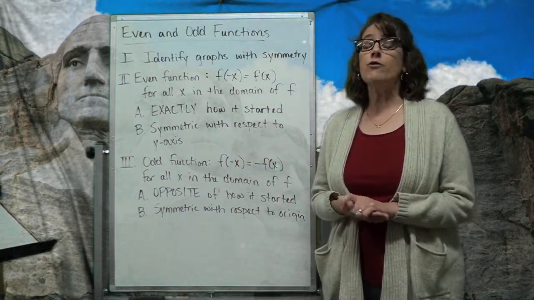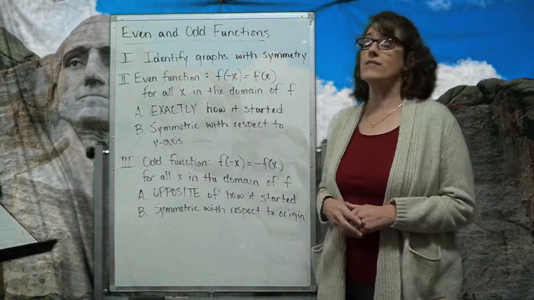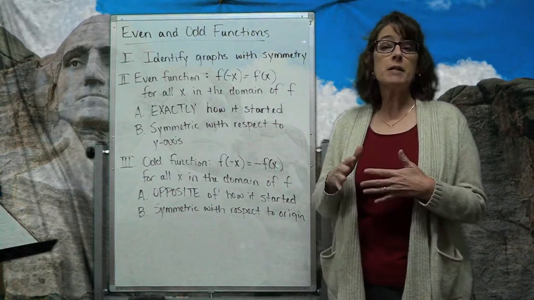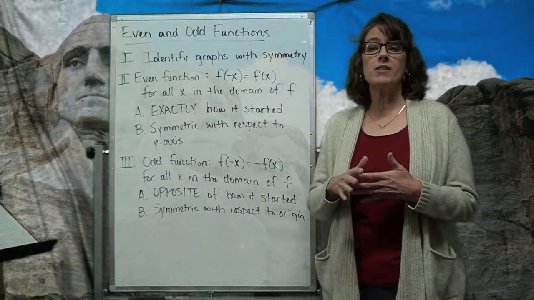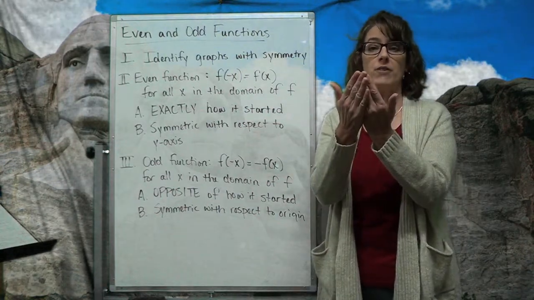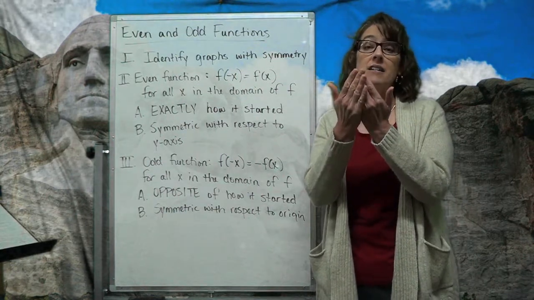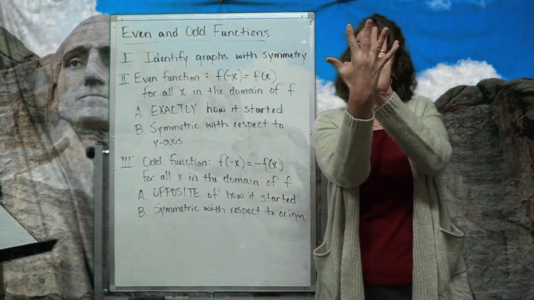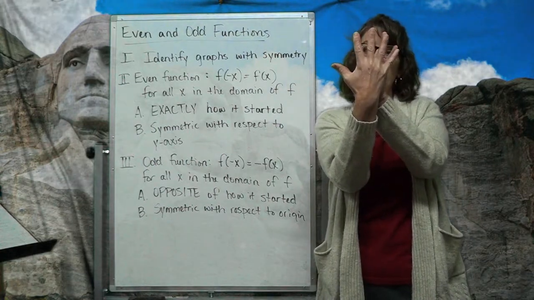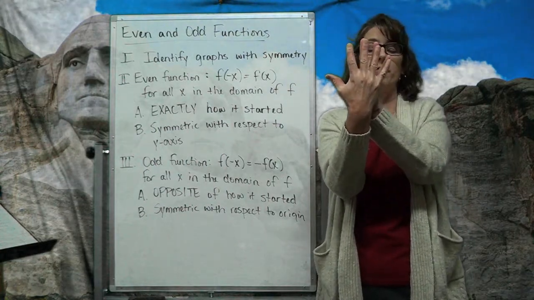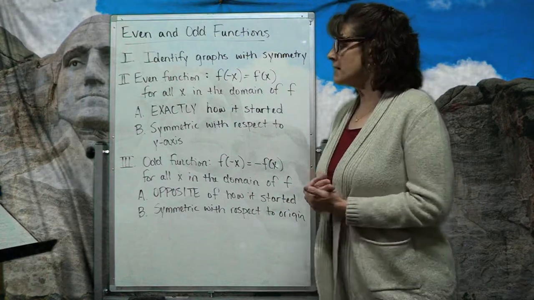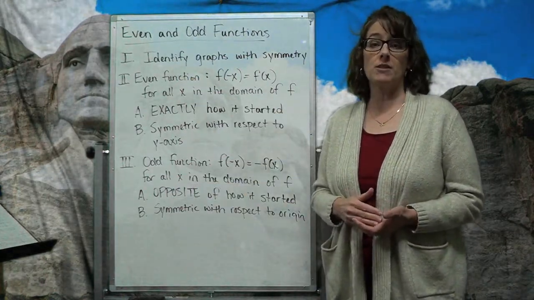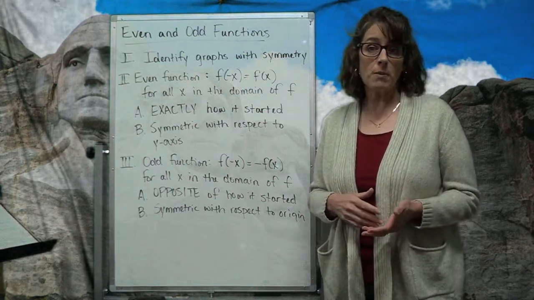Now, what even and odd functions do is they identify graphs that have symmetry. So when we talk about symmetry, we talked about that before. That's the idea of being able to fold on top of itself. So if a graph has symmetry, then this side of the graph will fold right on top of this side of the graph and completely go right over top of itself. So if you have an even function or an odd function, then you do have a graph that has symmetry. But each one has a different type of symmetry.